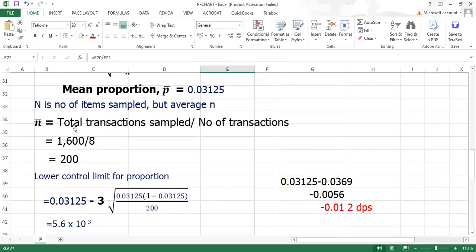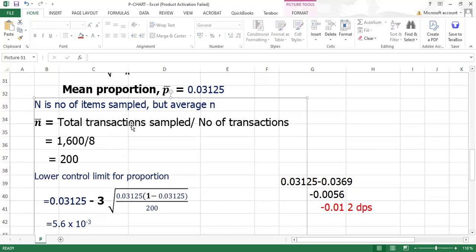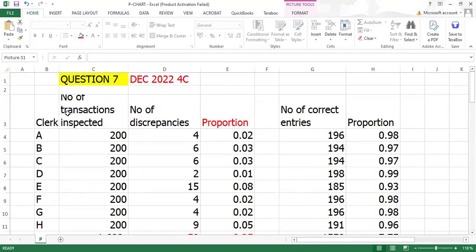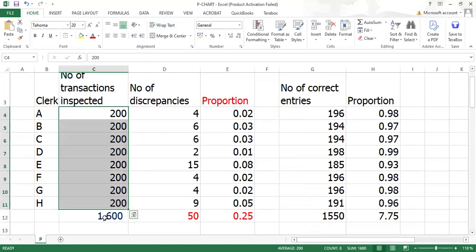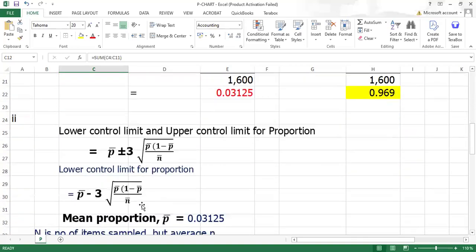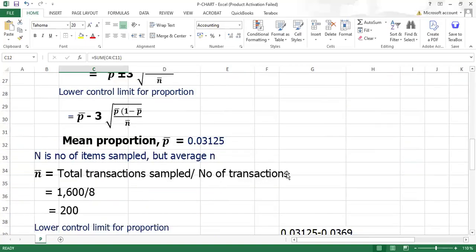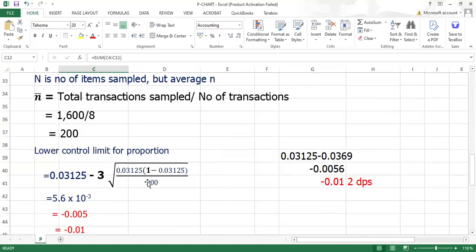And how do you get N bar? You get the total transactions sampled. You add all the transactions inspected to get the total number sampled. Then you divide by the number of samples, which is 8. So the total you will get is 200. So where you have N bar, put 200.